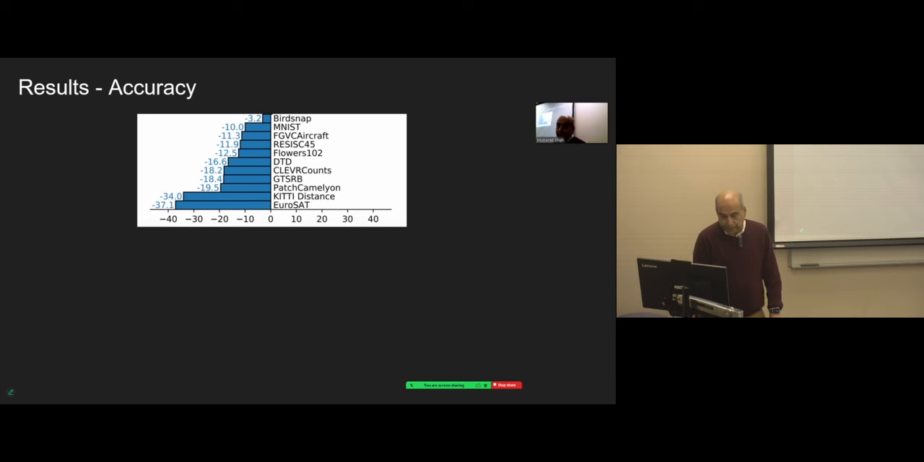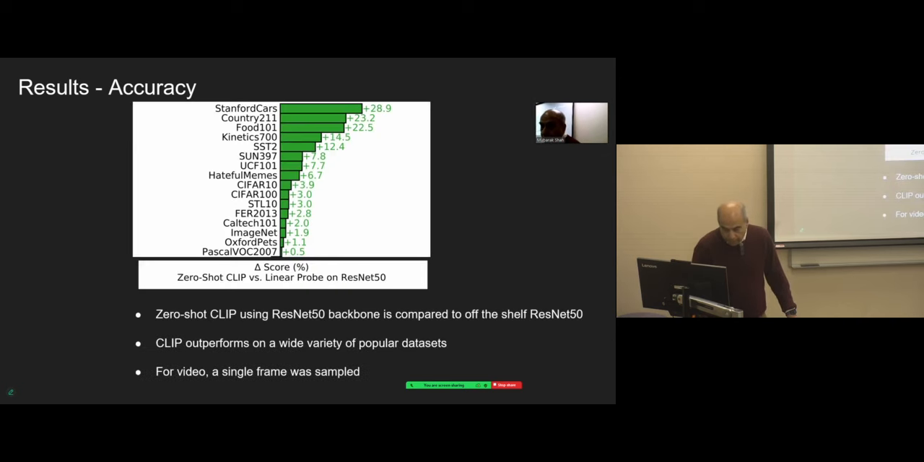Then there were some data sets they didn't do well on. Suppose the Bird Snap and MNIST and so on. So it's a negative because they are very different. UCF is a video data set. Yeah, so how did they do it? See, for each video they just took the middle frame. One frame. Yeah, and they show results on that.